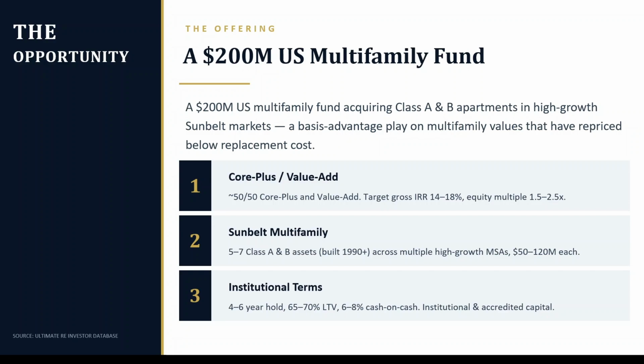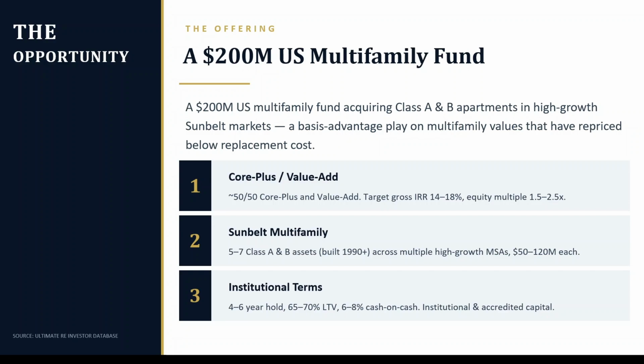So first off on the screening, and again you're going to see the full database coming up. We're going to start with core plus and value add because it's a 50-50 core plus and value add target gross IRR between 14 and 18% with an equity multiple between 1.5 and 2.5x. Now, the area is Sunbelt multifamily, but most importantly, it's in the United States, so there is a fair bit of international players that would take a look at this.